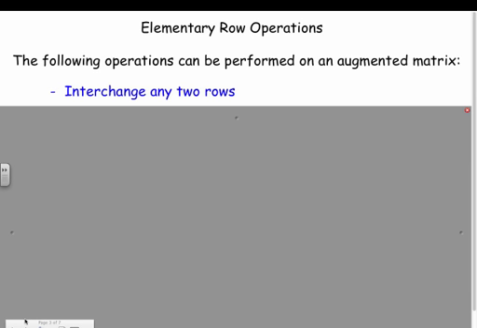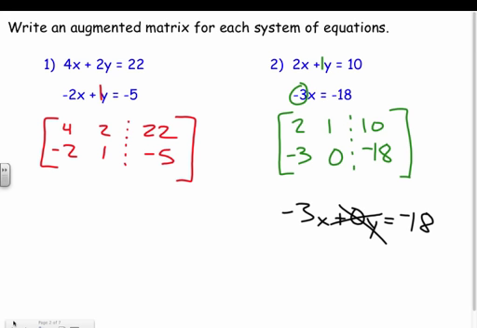Right? I can just switch row 1 with row 2. So for example, if I look at my red guy over here, I could just flip-flop the rows. I could put the second row first. I could go negative 2, 1, negative 5, and then 4, 2, 22. I could just flip-flop the rows, interchange. Okay? So there's one rule.